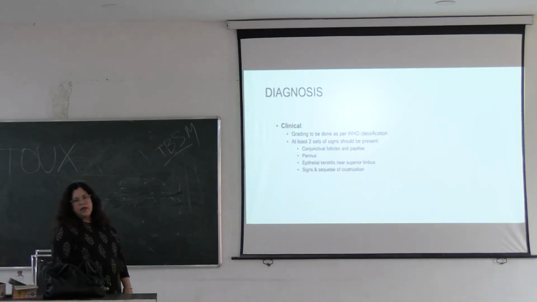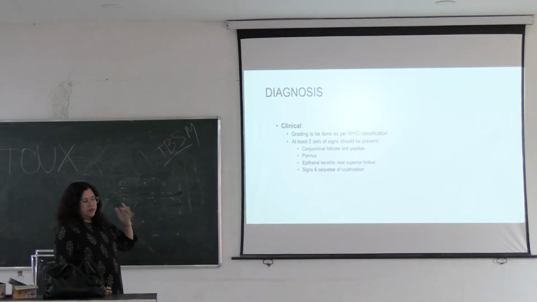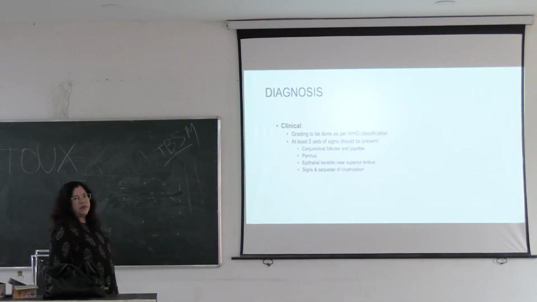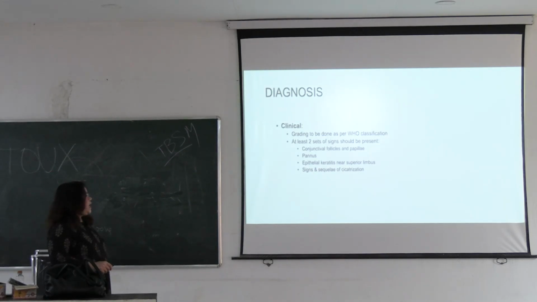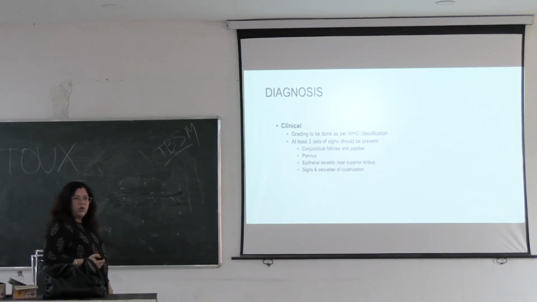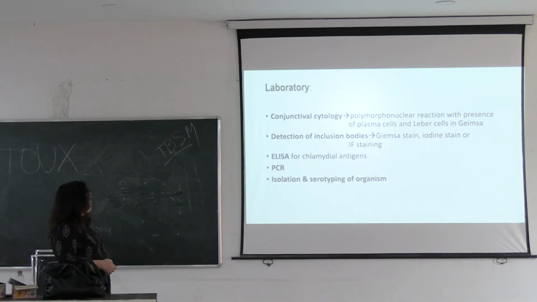Then diagnosis. Trachoma is diagnosed by clinical examination. At least two sets of findings are present, which I already told about in the classification of trachoma. These are the conjunctival follicles, papillae, pannus, epithelial keratitis near the superior limbus, and signs and sequelae of cicatrization. If at least two sets are present, then we clinically diagnose that the patient is suffering from trachoma, and other laboratory investigations are only for academic purpose, to keep the record.